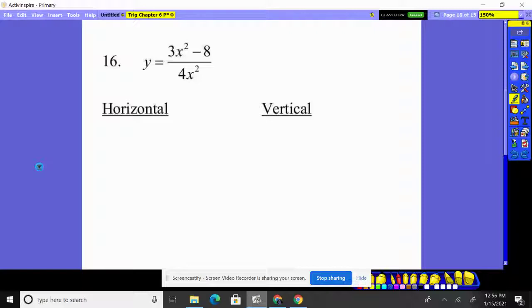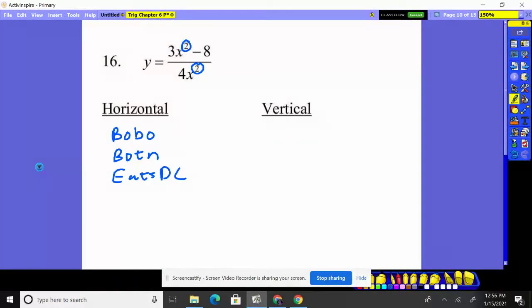Number 16, horizontal. Trying to find the horizontal asymptote. We always start horizontal. BOBO, BOTN, EATS, DC. Well, when we look at this one, remember horizontal is always based off of the exponents. Okay, the degree of the top numerator and the degree of the bottom denominator.